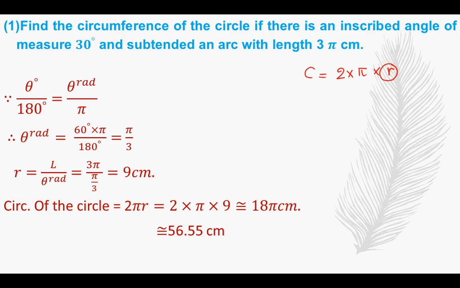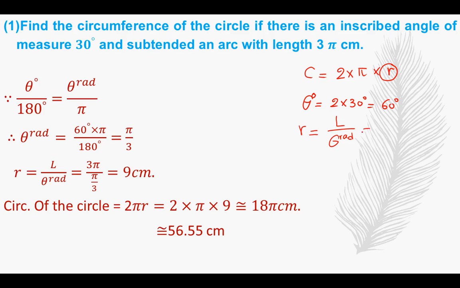We know that the measure of the inscribed angle equals 30. Since the measure of the inscribed angle equals 30, the measure of the central angle theta degree will equal 2 multiplied by 30, which equals 60 degrees. To find R, we know that the length of the radius R equals L over theta radian. So we have to change theta from degrees to radians.